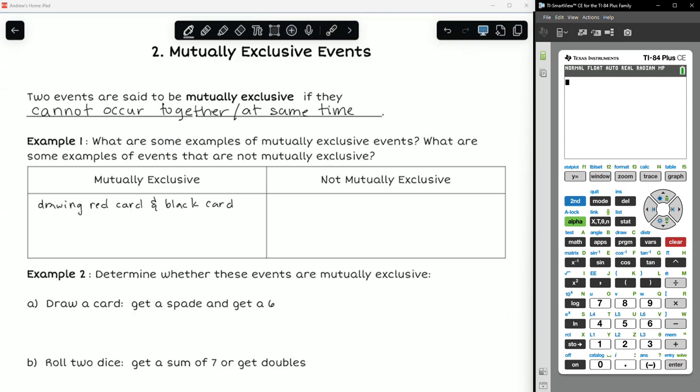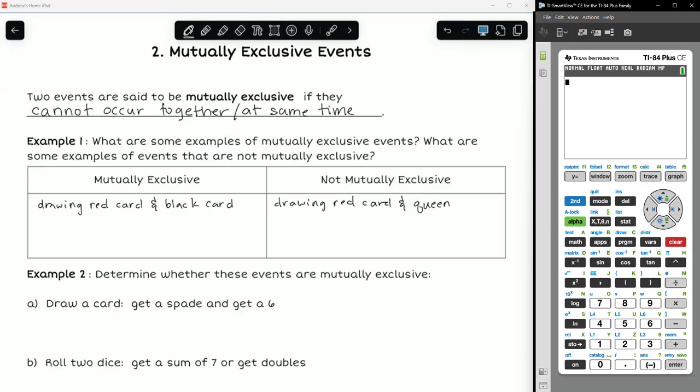An example of two events that are not mutually exclusive, things that can happen at the same time: I could draw a red card and a queen. I happen to know in a standard deck of cards that there are two red queens, the Queen of Hearts and the Queen of Diamonds. So mutually exclusive means they cannot happen together. They exclude each other. Not mutually exclusive means they can happen together. There is some overlap.